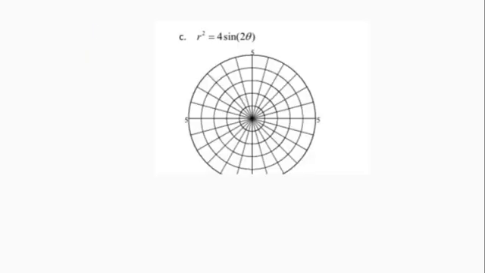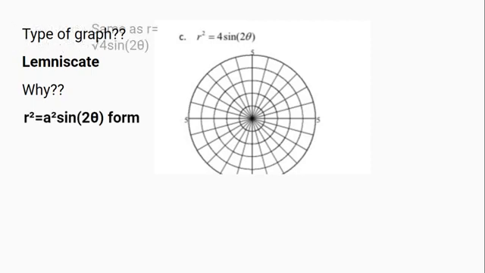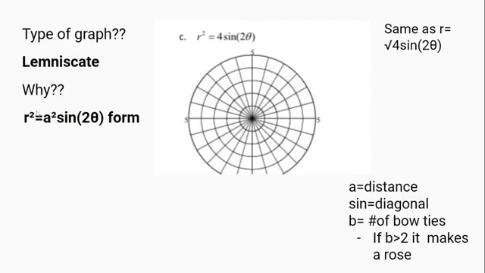Our next and final example is r squared equals 4 sine 2 theta. The type of graph is a lemniscate. We know this because of the form it's in. And it's the same thing as writing r equals the square root of 4 sine 2 theta, and that 4 is the same as 2 squared, if you're confused.